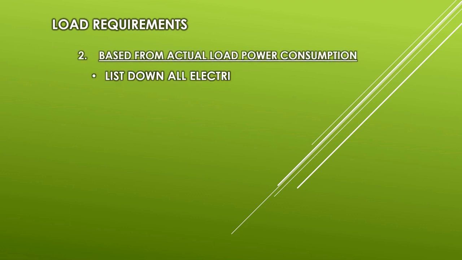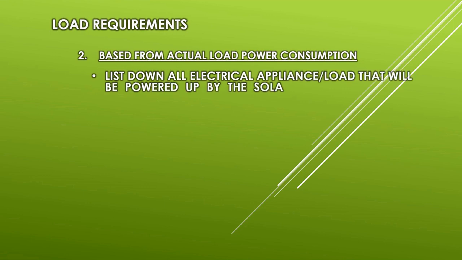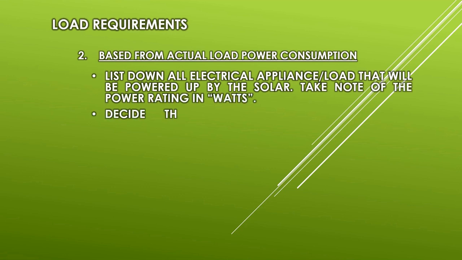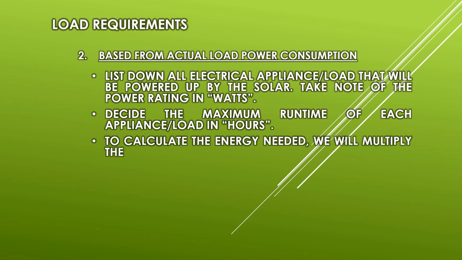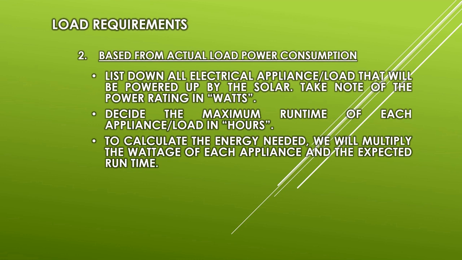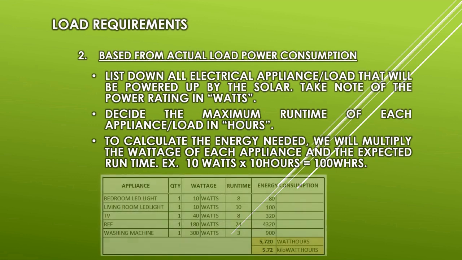Two, based from actual load power consumption. List down all electrical appliances/loads that will be powered up by the solar. Take note of the power rating in watts. Decide the maximum runtime of each appliance/load in hours. To calculate the energy needed, we will multiply the wattage of each appliance and the expected runtime. Example: 10 watts x 10 hours equals 100 Wh.